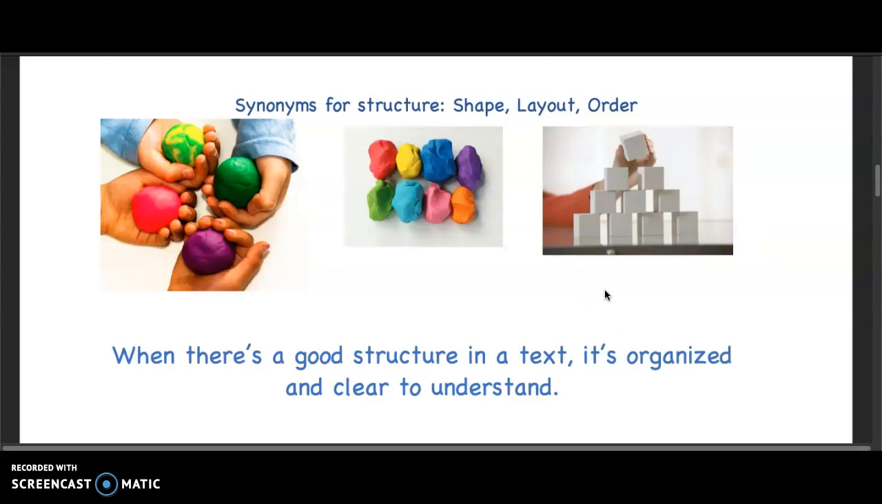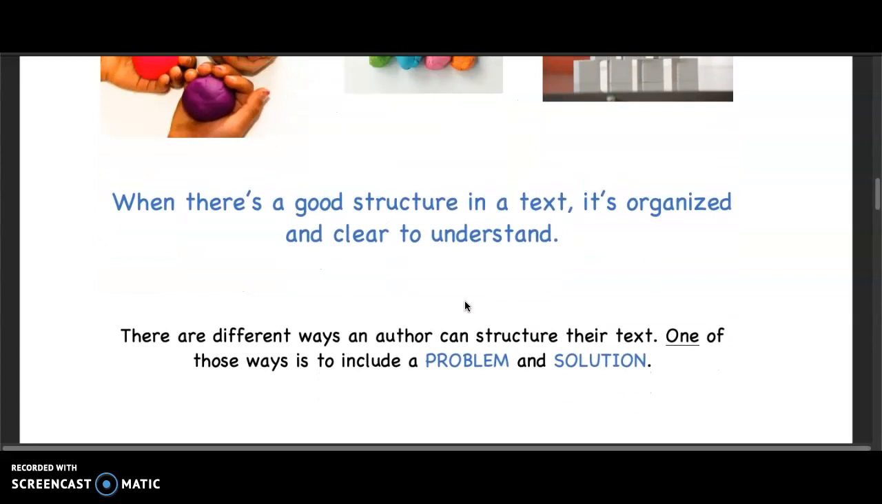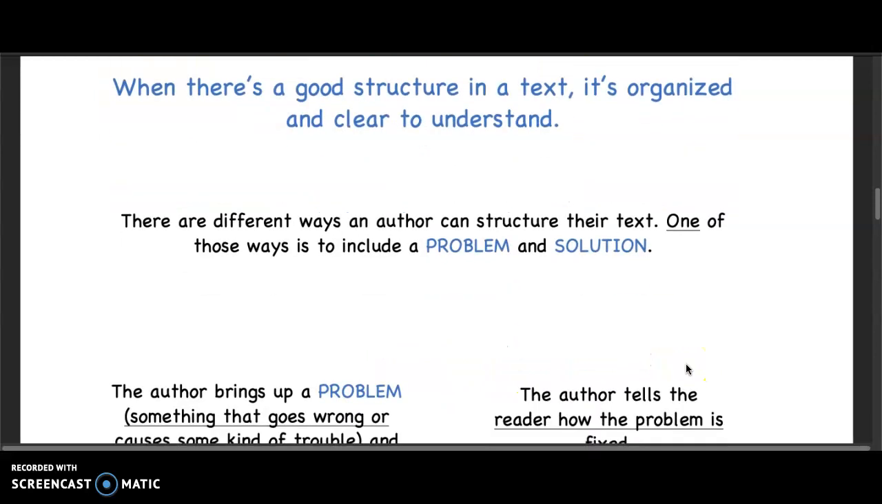It's that they're organized. And when it comes to a text, when there's a good structure in the text, it's organized and clear to understand. Now, this is important to authors because this is how they accomplish their purpose. Now, there are different ways an author can structure their text. One of those ways is to include a problem and solution. That's the one we're talking about today.